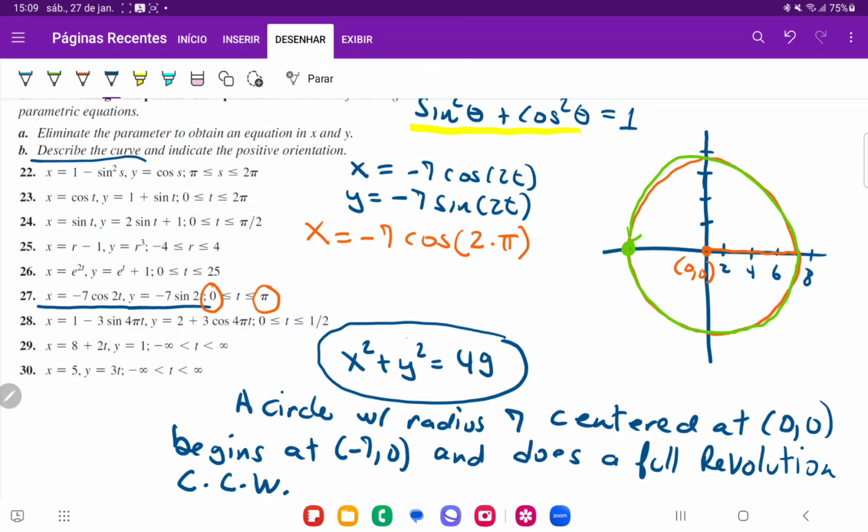And so that is it for item 27. All we did here was translate that equation into x and y, which gives us the equation of a circle. Then we found the starting point by plugging in t equal to 0, which was the starting point of the parameter, into the equations. And we saw that when you plug in 0, we got the point minus 7, 0. So that's our starting point. Then we saw that t is positive, so we are going to go counterclockwise. However, the period now is just pi, because when I plug in pi for the upper boundary, it's going to evaluate 2 pi, so it acts as though it's doing a full revolution. And that is it for problem 27.